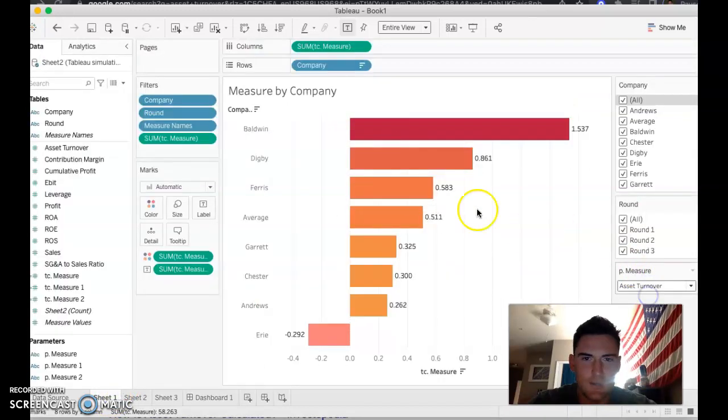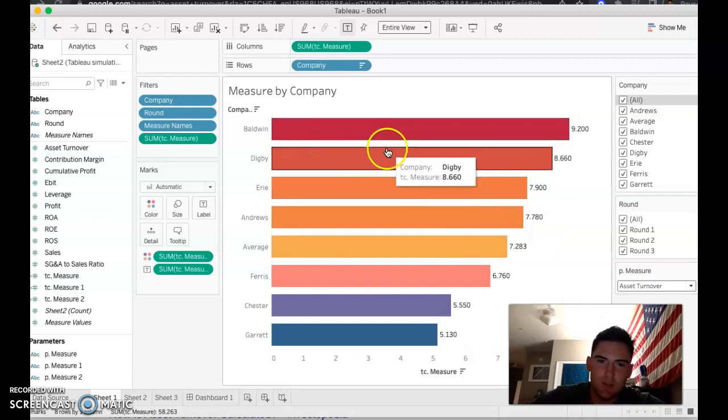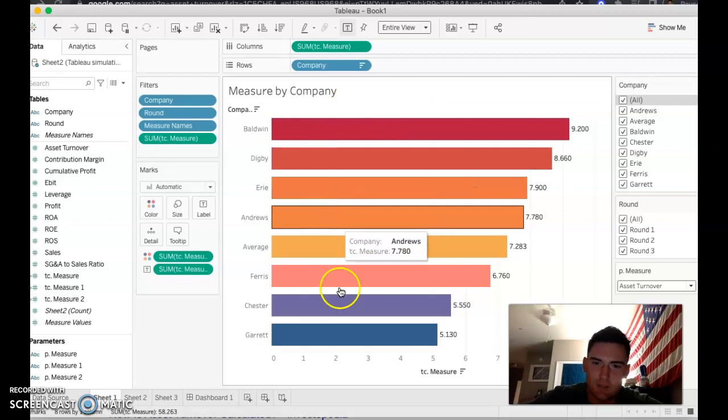So starting with the asset turnover, we'd see that the company Baldwin had the most, and going down the list to Garrett.